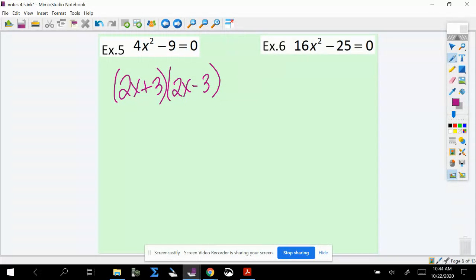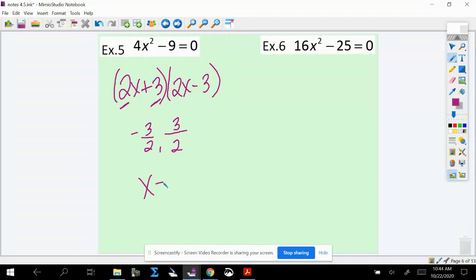Now, when I solve difference of squares, you're always going to get 2 answers that are opposites, meaning one's going to be positive and one's going to be negative. So to find this, it's going to be the opposite of 3 over 2, so -3 over 2. And then this one is going to be the opposite of negative 3, which is positive 3 over 2.